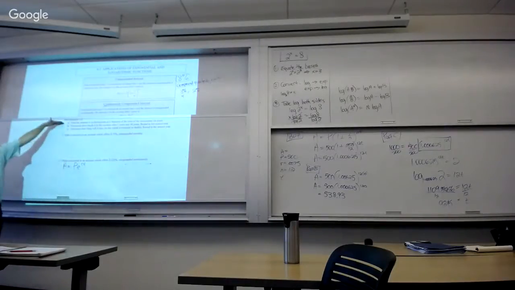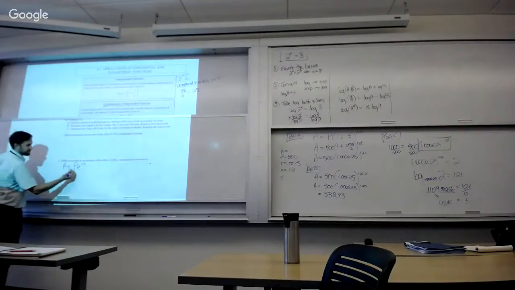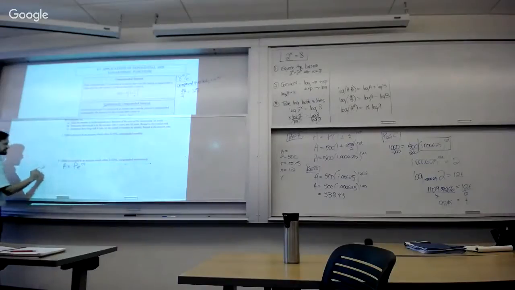All right. So now what? Part A, find the amount in the account as a function of time. So we have 4 variables here: A, P, R, and T.